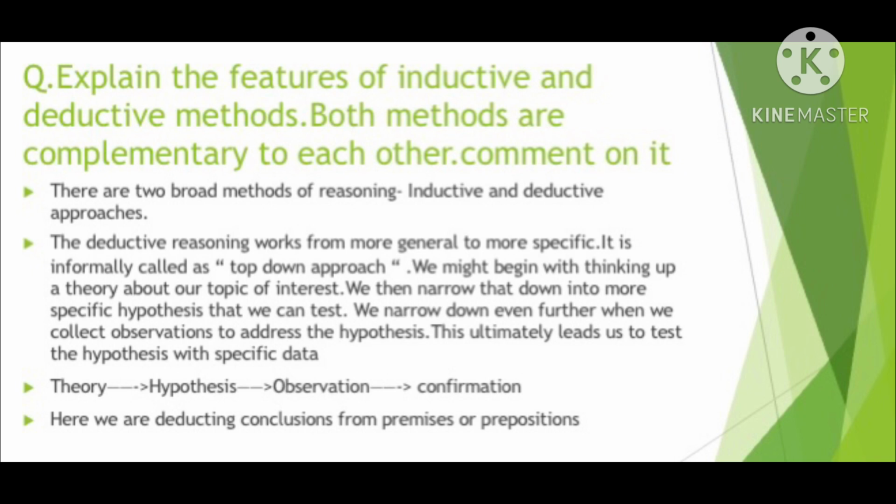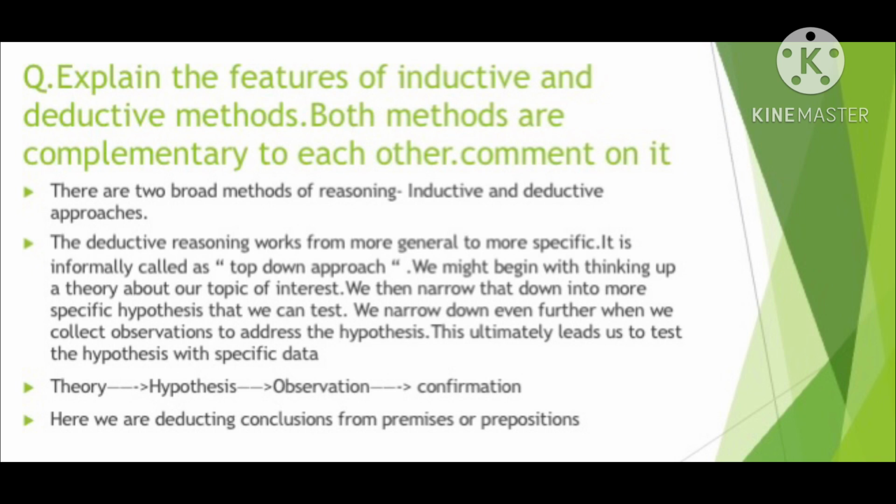Comment on it. Broadly, we can divide reasoning into inductive and deductive. Deductive reasoning works from general to more specific. Informally, we can call it the top-down approach. We might begin with thinking up a theory about our own topic of interest. We then narrow that down into a more specific hypothesis that we can test. We narrow down even further when we collect observations to address the hypothesis.